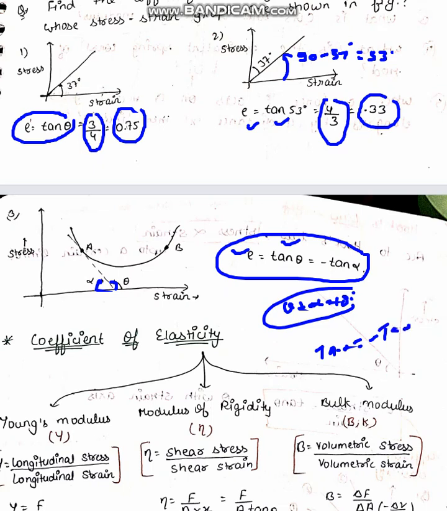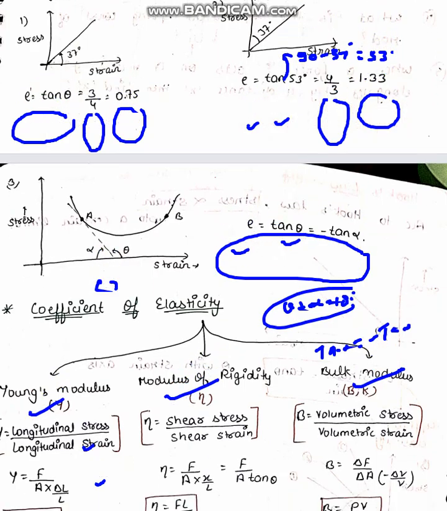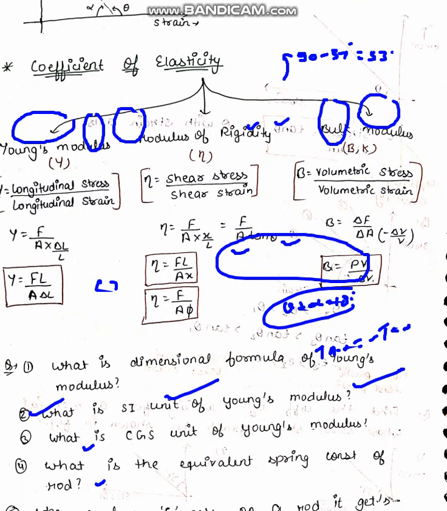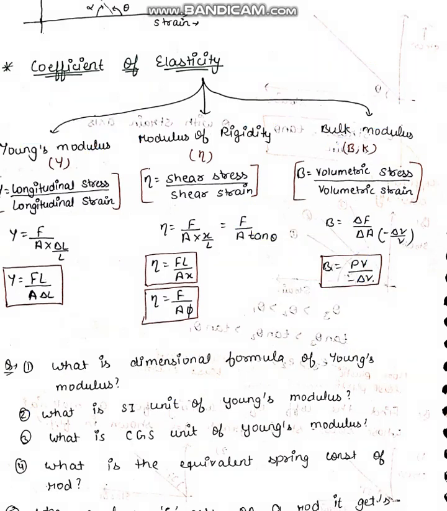Next is the coefficient of elasticity. We have three types of coefficient of elasticity. First is Young's modulus, second is modulus of rigidity, and third is bulk modulus. When longitudinal stress and strain are concerned, it is called Young's modulus. In case of shear or tangential stress, it is called the modulus of rigidity. And in case of volumetric stress and strain, it is called the bulk modulus. So these are the definitions of these, and then we have certain questions based on this.